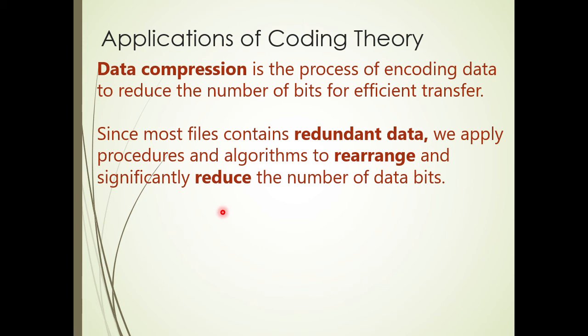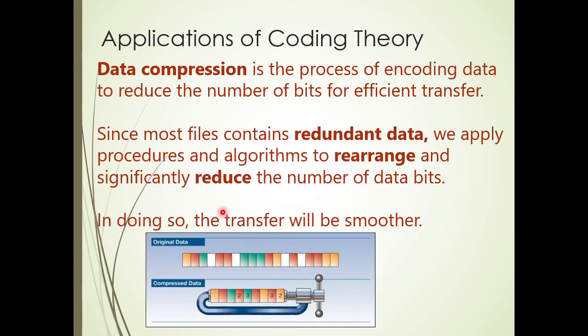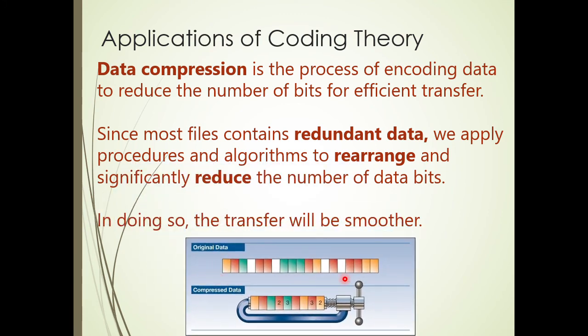To illustrate, suppose that this is our original data, and notice that there are some redundant data. So instead of sending this longer bit, we can compress the data into a smaller one, and this becomes more efficient to transfer.